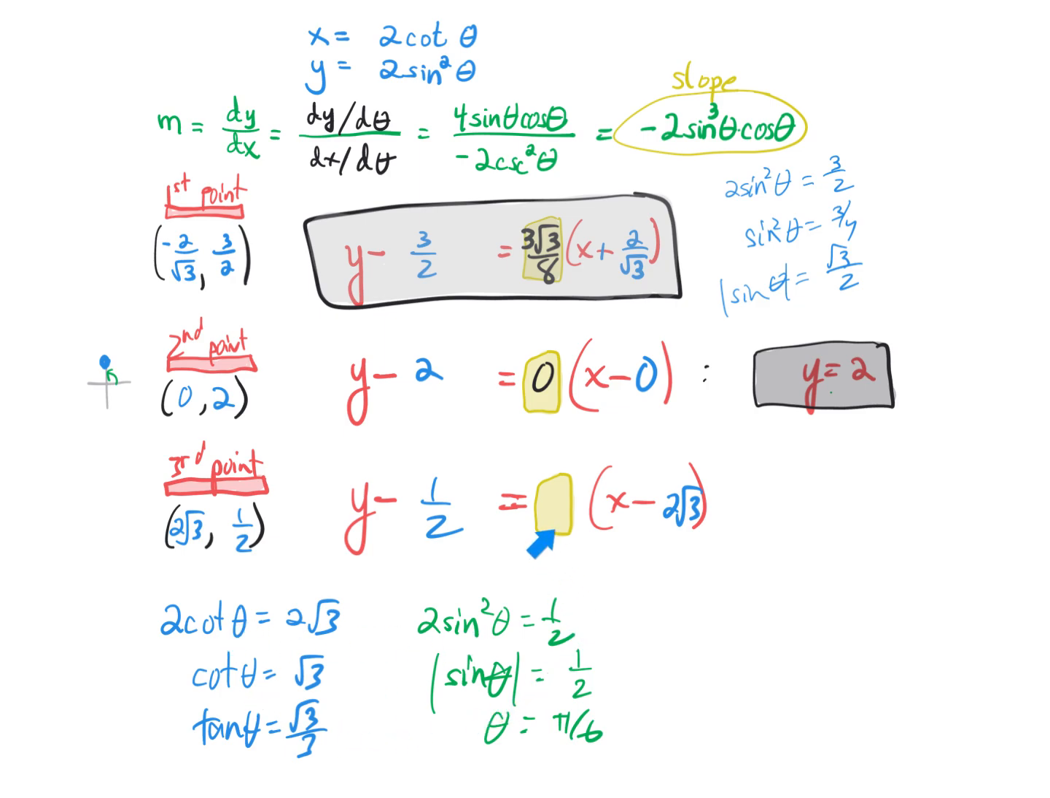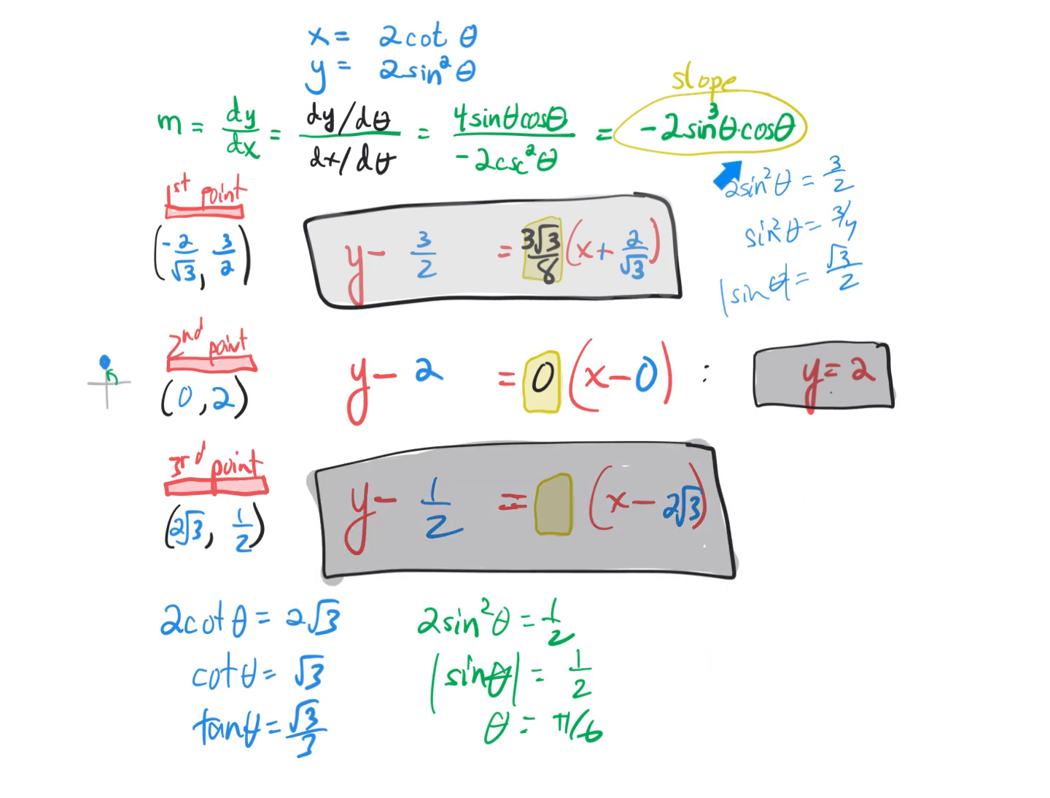And so to find the equation of this tangent line, we enter pi over 6 in for theta. We have -2 times a half cubed, so -2 times an eighth, or -a quarter. And cosine of pi over 6 is root 3 over 2, so -a quarter times root 3 over 2 is -root 3 over 8. And that is where I would stop.